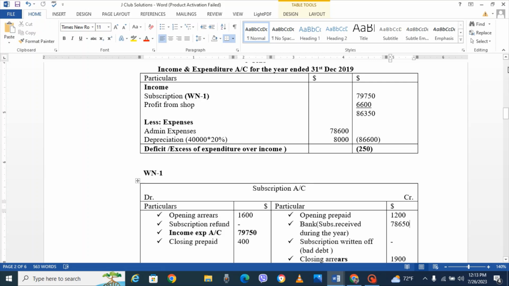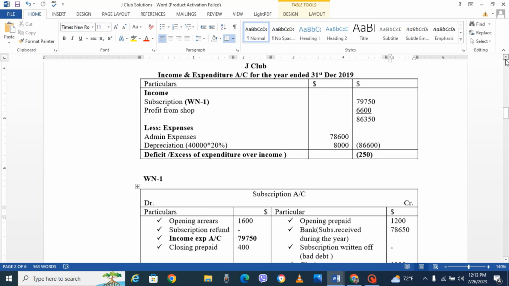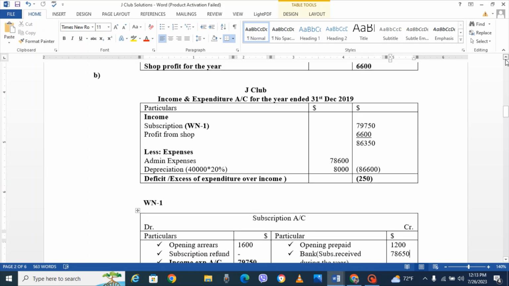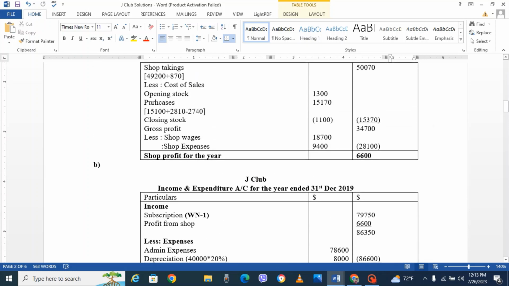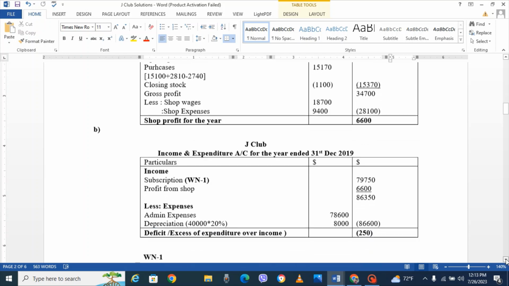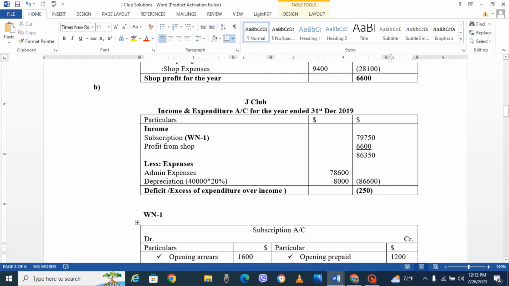So besides this, we have to also add the shop profit, because we have already derived in requirement number A the shop profit of $6,600. So this will be added because this is also the income for the club. So here subscription is $79,750 and profit from the shop is $6,600. So in total it comes to $86,350.